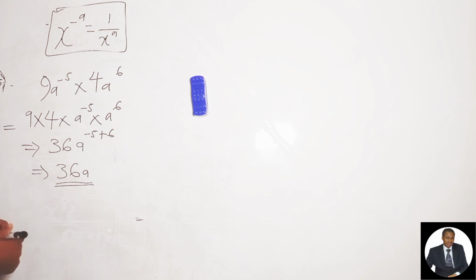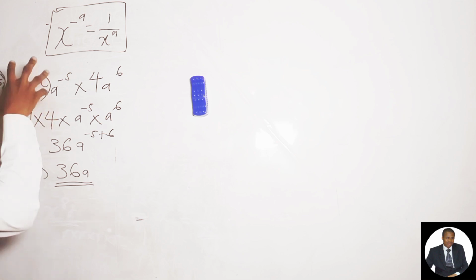I want to believe with this explanation and various examples, we've been able to master this simple rule of indices to a negative power. Thank you.